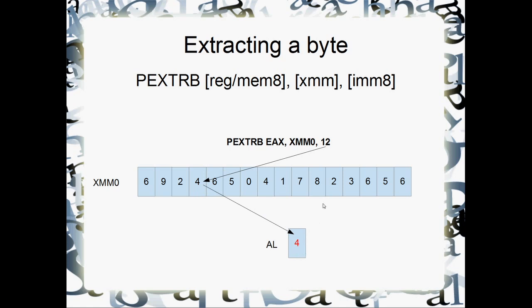Yeah, okay, yep. So AL did have 14, I guess. I was trying to indicate that there, but now it's got 4. After the instruction, it's going to have 4. Yeah, we've just copied the 12th byte.